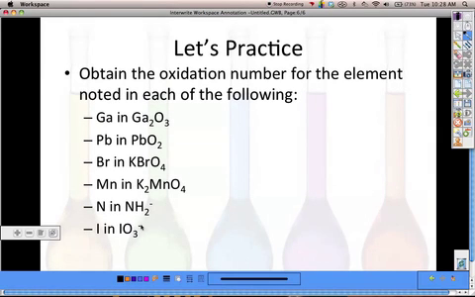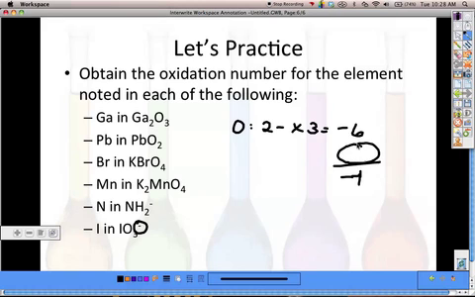Again, we're going to look for a total this time of a -1. And if I look at my rules, I see that we have oxygen, and oxygen is always a -2. There are 3 of them, so I have a -6. Overall, I need a -1, and I have something that needs to go there to get that, it would be a positive 5. So my iodine is a positive 5.